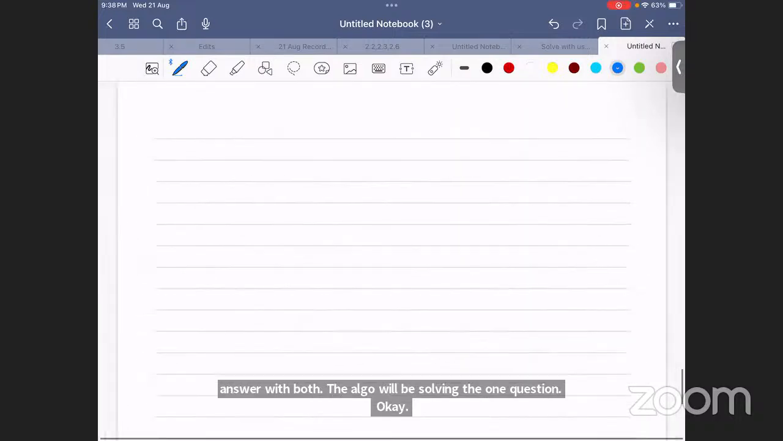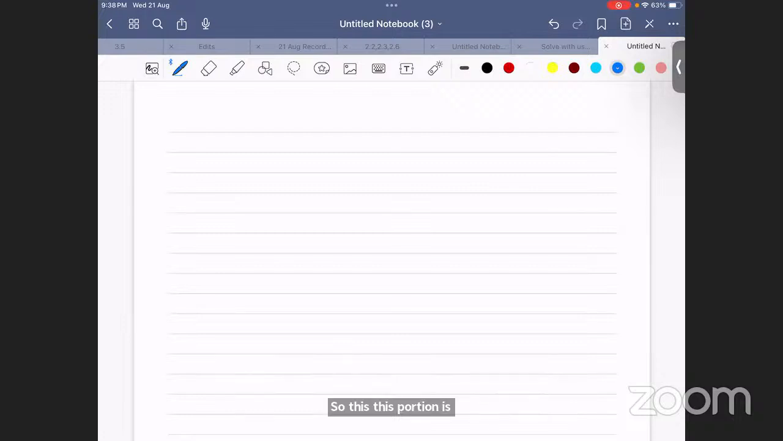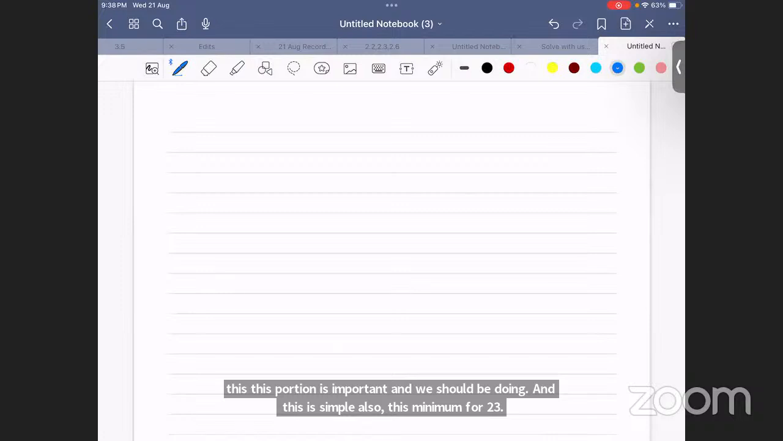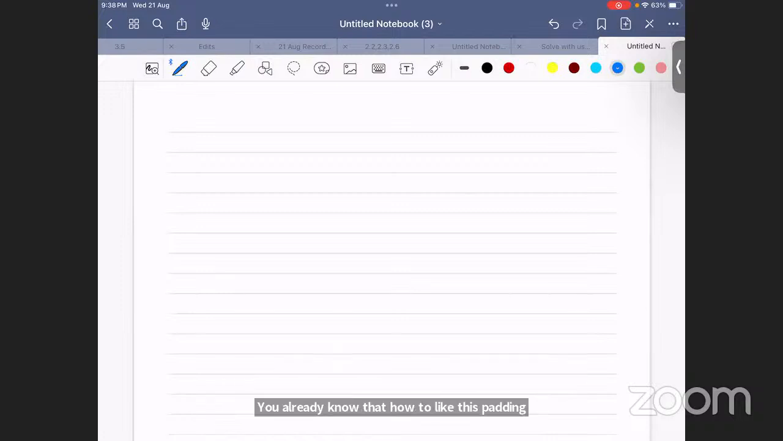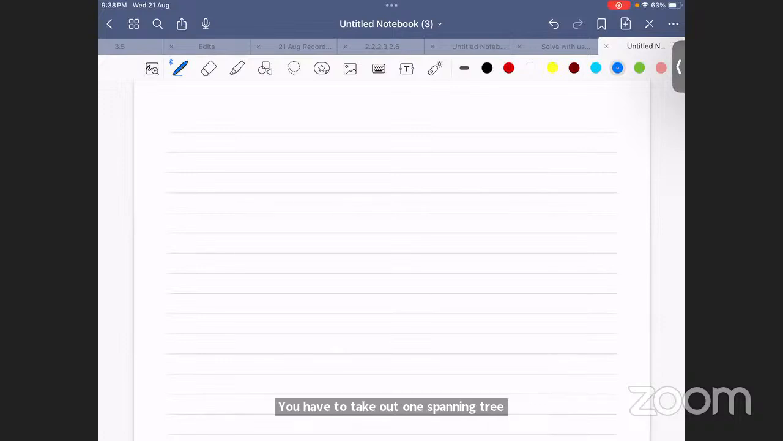So this question is important, and you should know it. And this is simple also, this minimum cost spanning tree. You already know what a spanning tree is. Any graph can be given to you, and then you have to take out one spanning tree from that graph that is of the minimum cost, right? This is what you do in the minimum cost spanning tree.